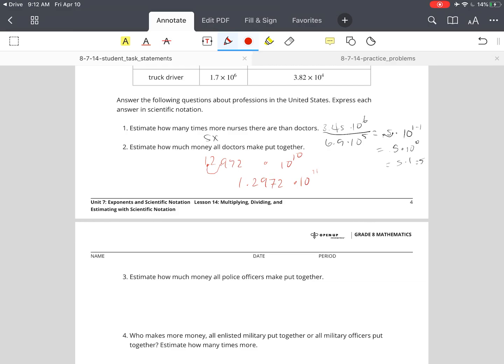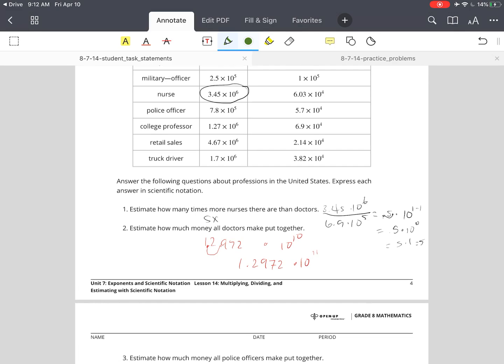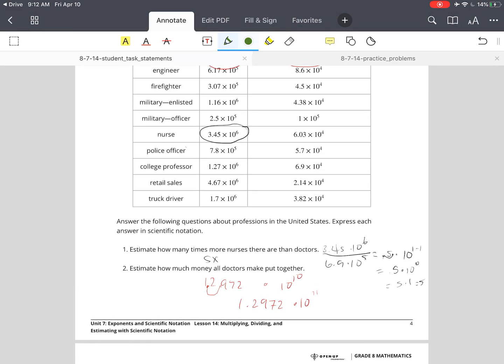Estimate how much money all police officers make put together. Hands up, don't shoot. I should not be saying that. Here's police officers. Here's how many police officers there are and how much money they make.